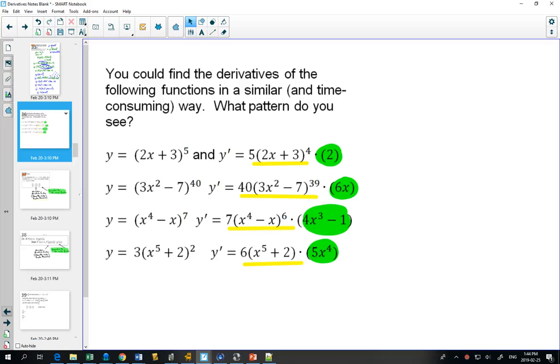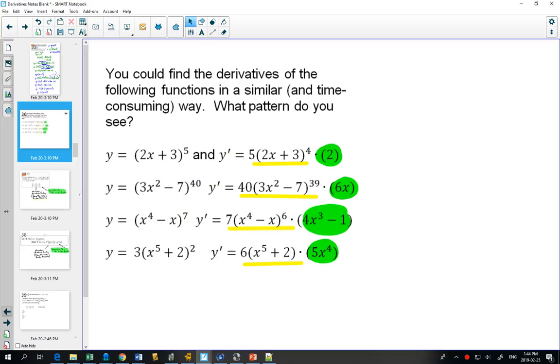We do the derivative of the outside function. 5 comes out in front, subtract 1 from the exponent. Then we multiply by the derivative of the inside function. What's the derivative of 2x plus 3? It's 2.